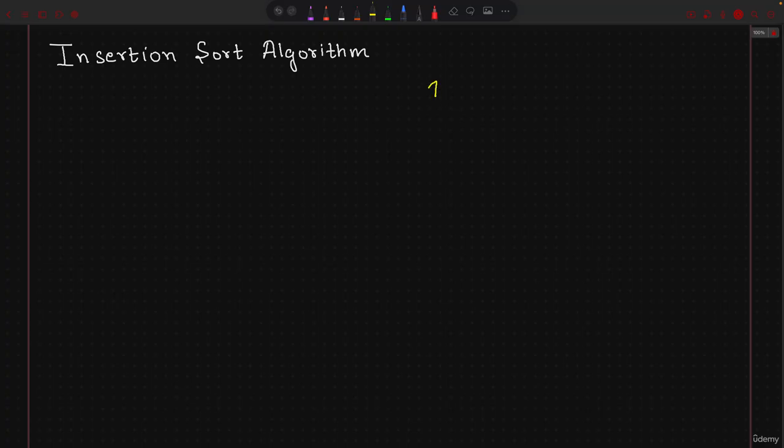We have 11, then we have 25. So actually 12. So let me rewrite it. 12, 25, 11, 34, 90, and 22.